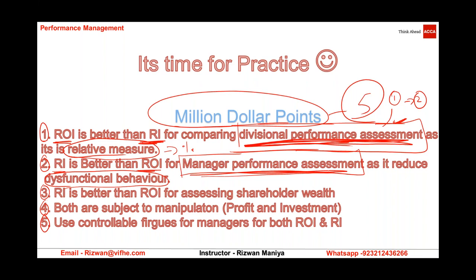Because it reduces dysfunctional behavior. Why? Because RI uses cost of capital. What does it use, guys? It uses cost of capital, and cost of capital is the best way to check shareholder wealth. What is a cost of capital? Cost of capital means the minimum return of shareholders. Because it considers the minimum return of shareholders, one says that RI is better for assessing manager's performance, as it reduces dysfunctional behavior. Okay, clear?